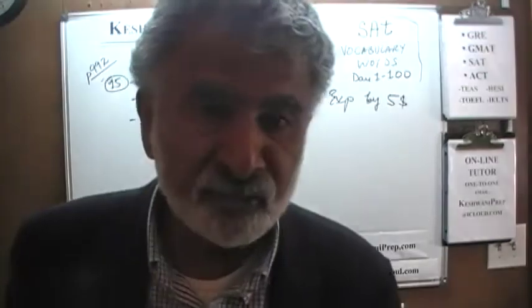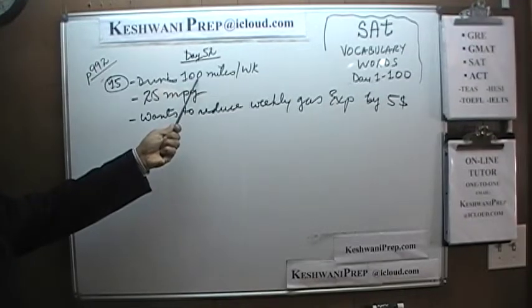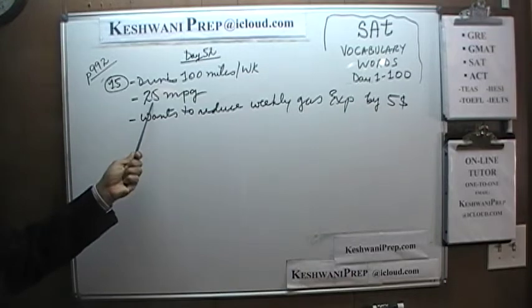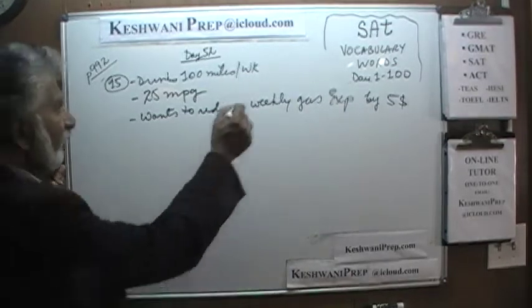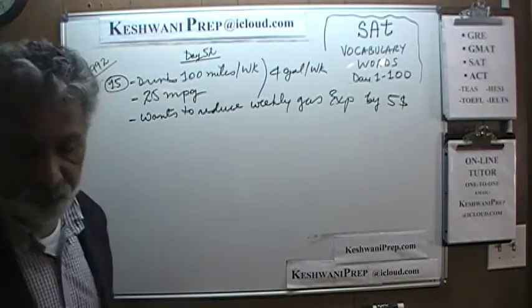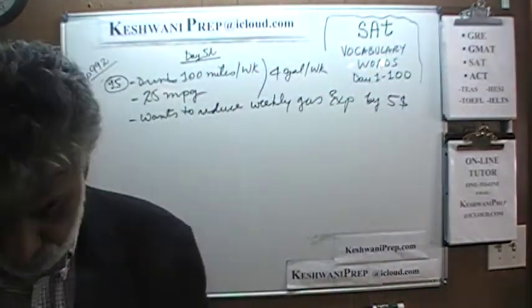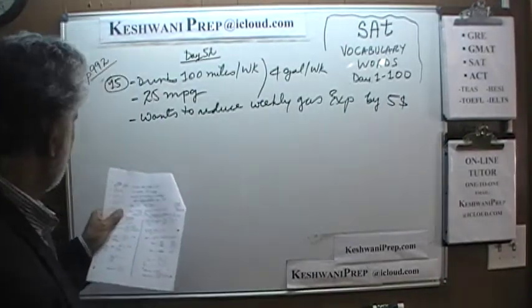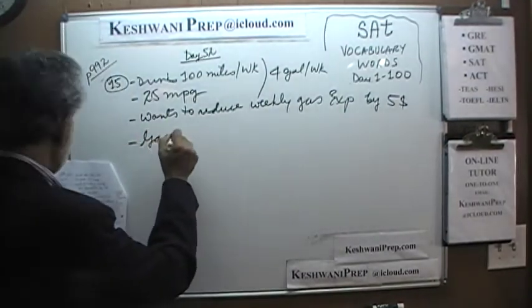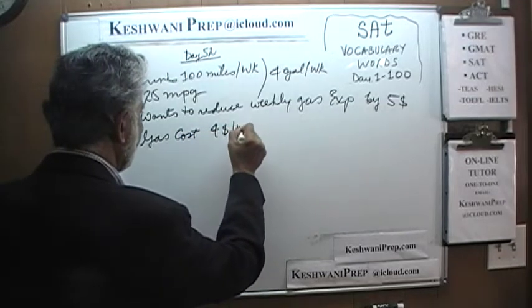What his weekly gas expenditure is right now, it really doesn't matter to us at this point, but it's very easy to figure out. If he wants to drive 100 miles per week and his car gives him 25 miles per gallon, of course he's burning 4 gallons every week. If we can figure out the price of gasoline per gallon, we can figure out how much he spends, which we'll see in the next part. The gas, we are told, costs $4 per gallon.